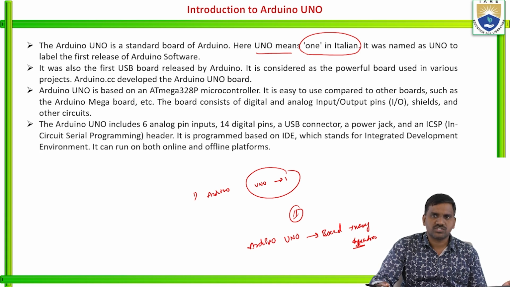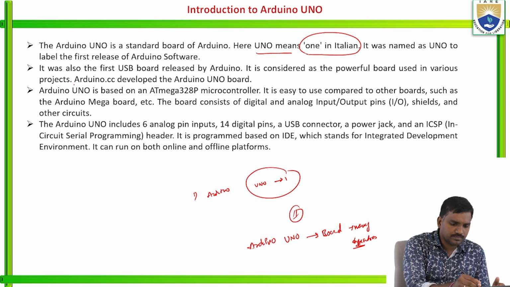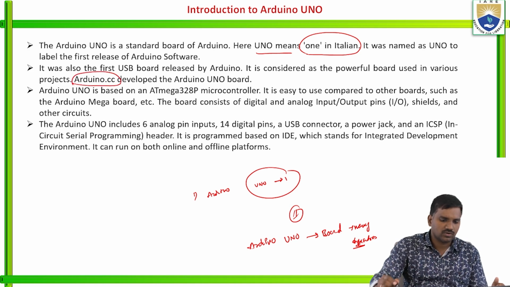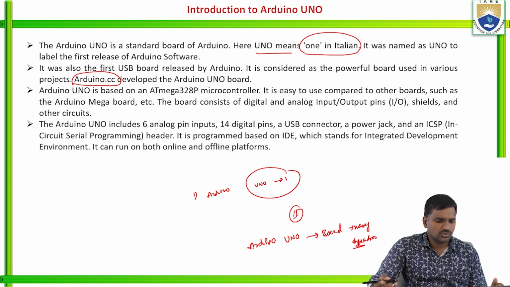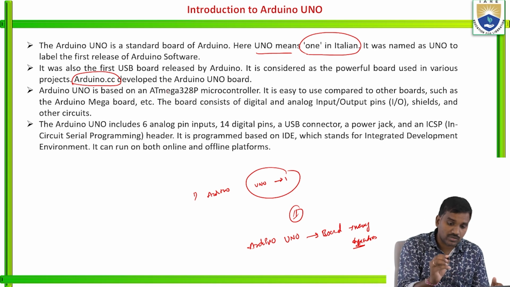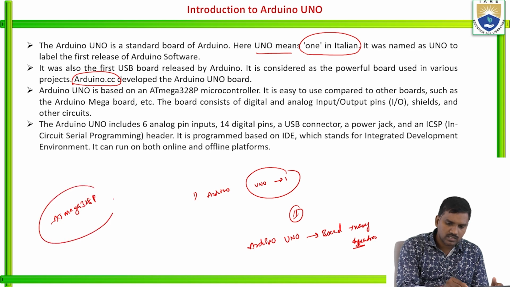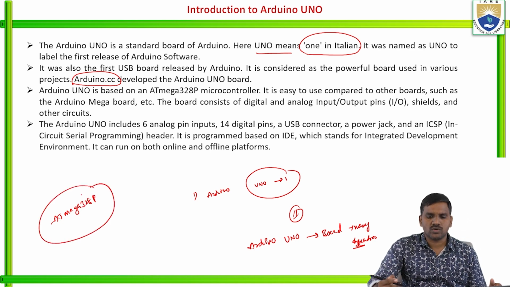It was also the first USB board released by Arduino, and it is considered a powerful board used in various projects. Arduino.cc developed the Arduino Uno board. Arduino Uno is based on one microcontroller, the ATmega328P microcontroller. It is easy to use compared to other boards such as the Arduino Mega board, etc.